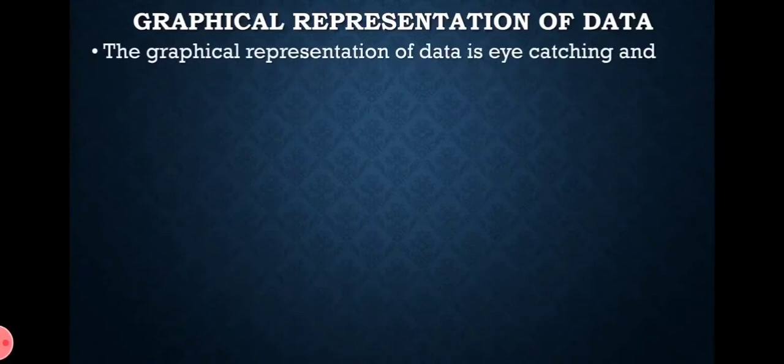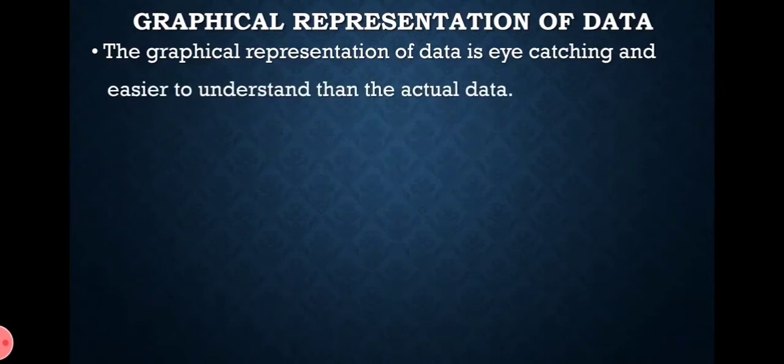The graphical representation of data is eye-catching and easier to understand than the actual data. Now, why are we drawing graphs of the given data? The graphical representation is very attractive. It attracts a person, and another thing, it is easier to understand the given data, because when the data is in the actual form, we are unable to understand it in a perfect way. But when we represent it in the form of a graph, it is easier to understand the same actual data.